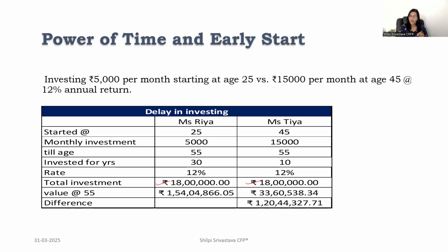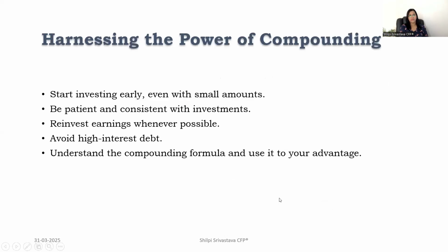Ria started with a very small amount. The earlier you start, the less amount you need to invest and the more you will accumulate. Right? So both invested the same amount, 18 lakh. On one hand, Ria accumulated 1 crore 54 lakh, while Tia accumulated only 33 lakh 60,000. The difference is 1 crore 20 lakh, which is the cost of delay. And here the rate of interest is taken as monthly effective.